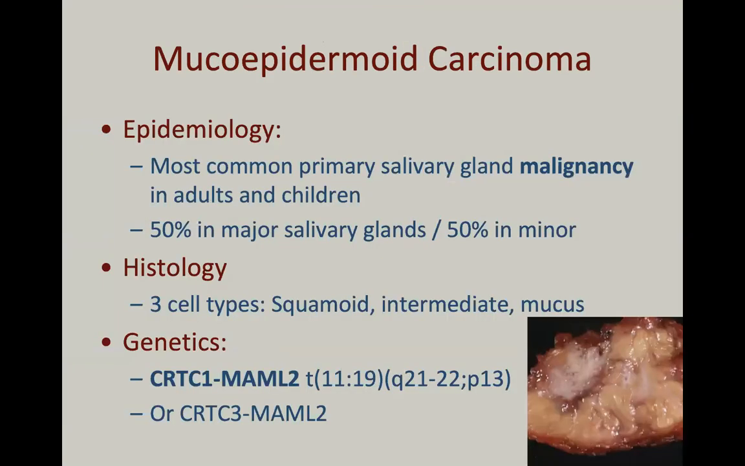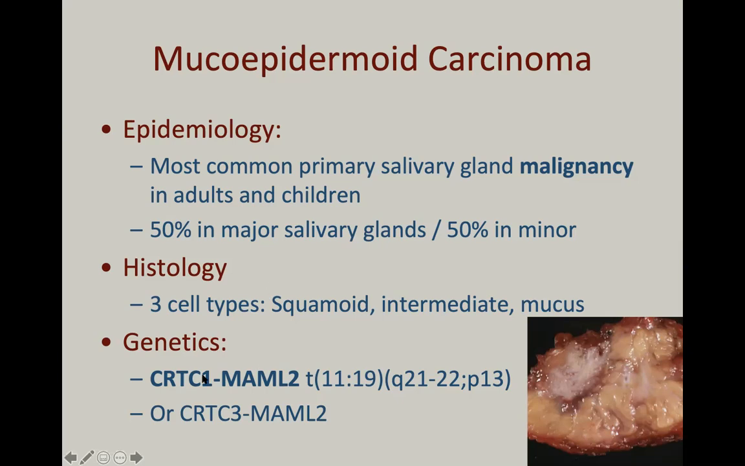So starting with mucoep, the most common carcinoma, this occurs, don't forget, both in adults, but also in children. So this is one of the carcinomas that can occur in kids. We know that kids don't often get carcinomas, but if they do, they tend to be of maybe thyroid, papillary, they tend to be mucoeps. So just something to remember.